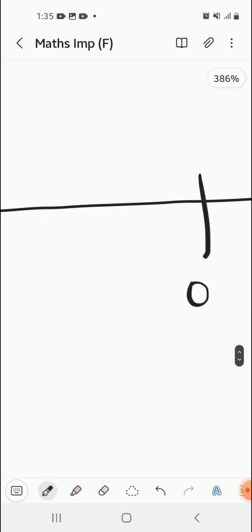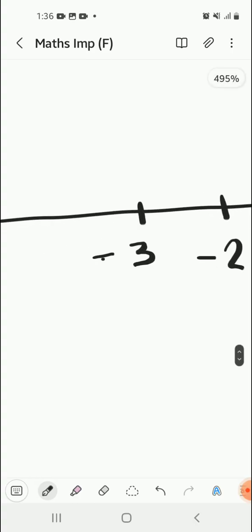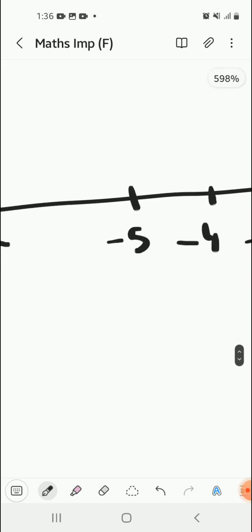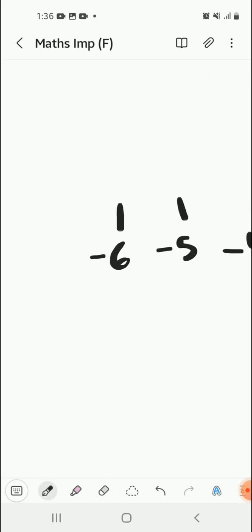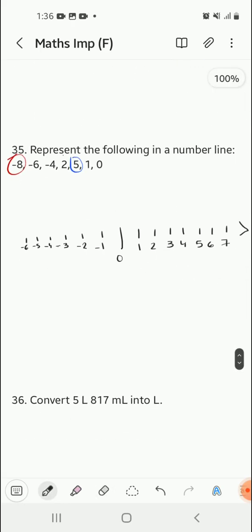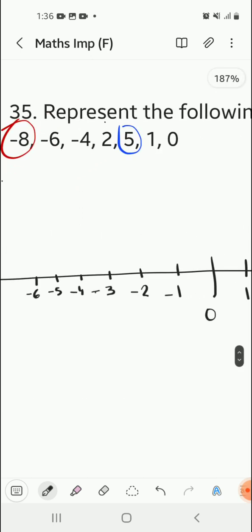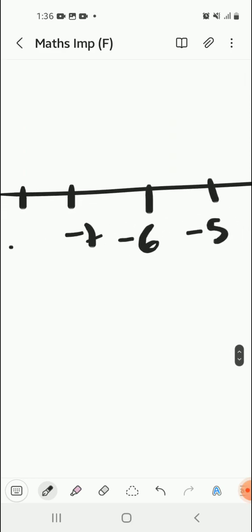Similarly, on the opposite side we are going to write -1, -2, -3, -4, -5, -6, -7, -8.